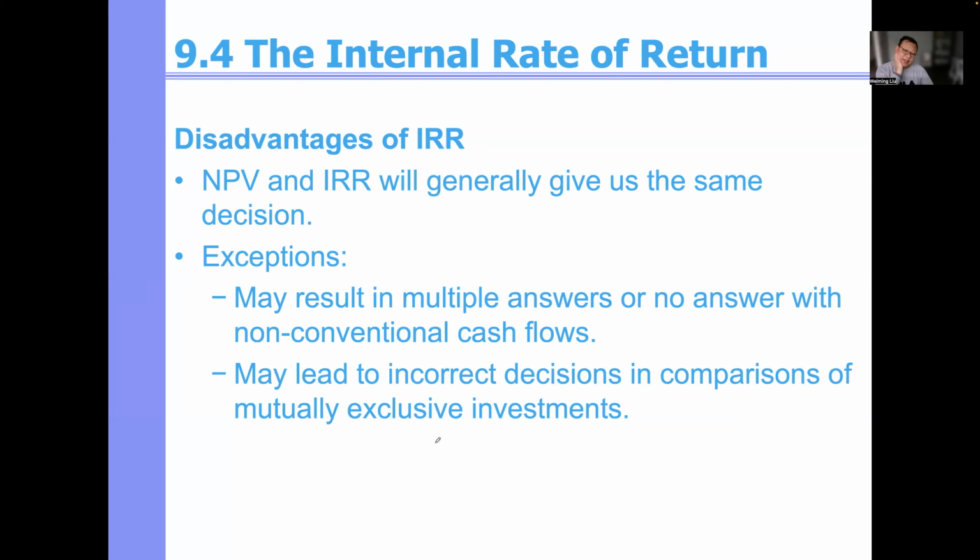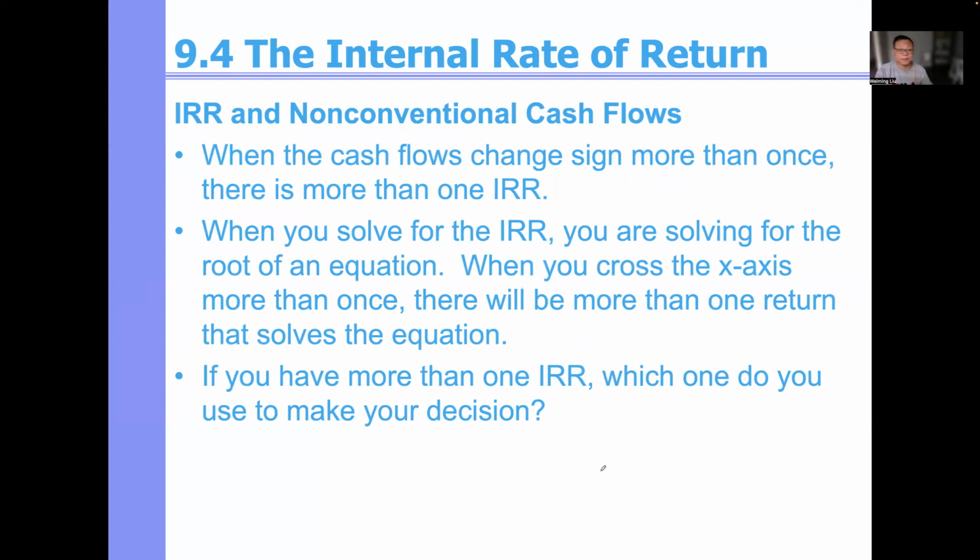And there are also some problems with internal rate of return when it comes to comparing mutually exclusive investments, either A or B, right? That's two mutually exclusive investments. If you pick A, you cannot pick B. If you pick B, you cannot pick A, right? So in a situation like this, internal rate of return can be a problem. I'm going to show you in the next few slides, okay?